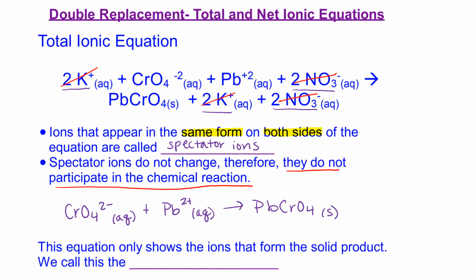And when we take out all the spectator ions and we're leaving only the ions that form the solid product, we call this our net ionic equation. It boils it down to what is actually happening in the chemical reaction.